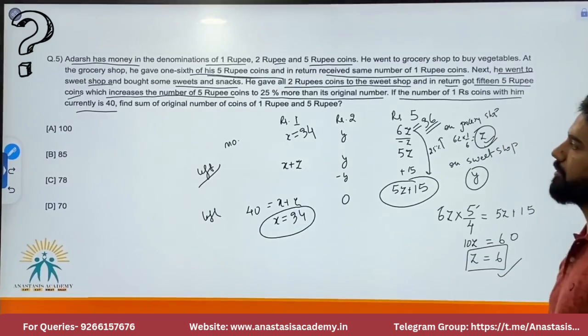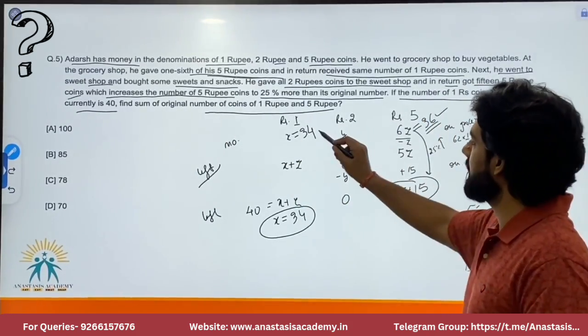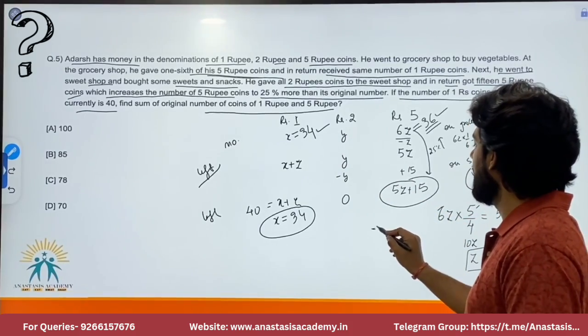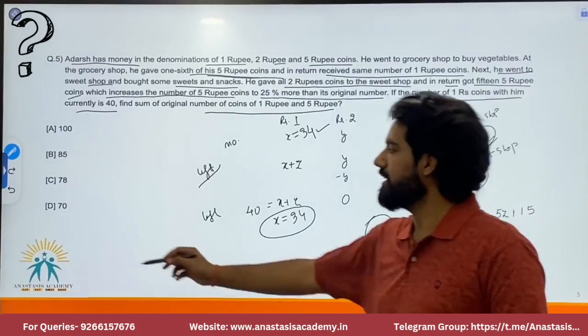I need to find the sum of the original number of coins of 1 rupee and 5 rupees. So 36 plus 34 becomes how much? 70. So the correct answer to this question is option B.